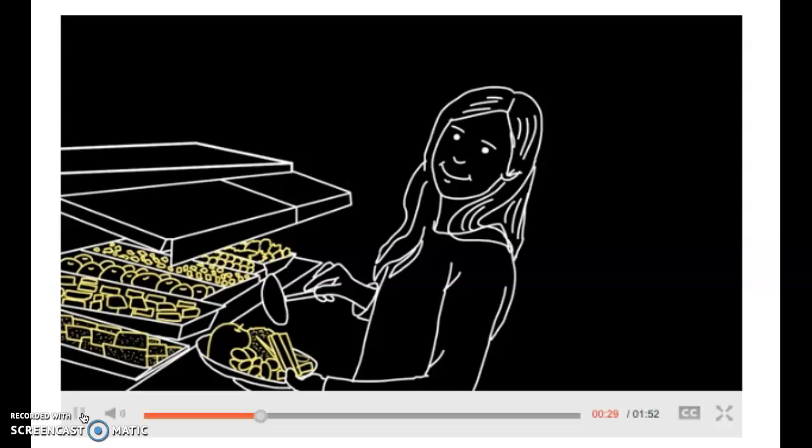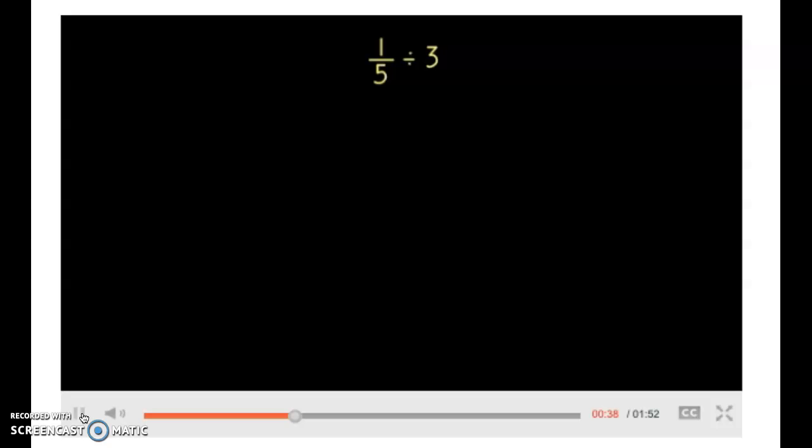What problem do we need to solve? Well, 1/5 of the budget needs to be split up 3 different ways. So we need to find the answer to 1/5 divided by 3. As mentioned before, we will use modeling to help solve the problem.